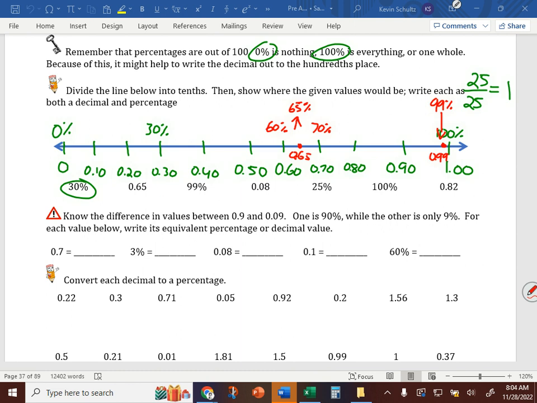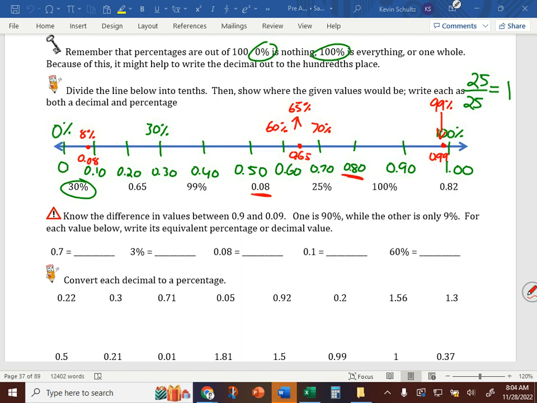80% looks like this. 0.80. We've got 0.08. So it's a subtle yet important difference there. 80% is very different than 8%. Okay, 0.08 is going to be right about here. And again, that's going to be 8%, not 80.